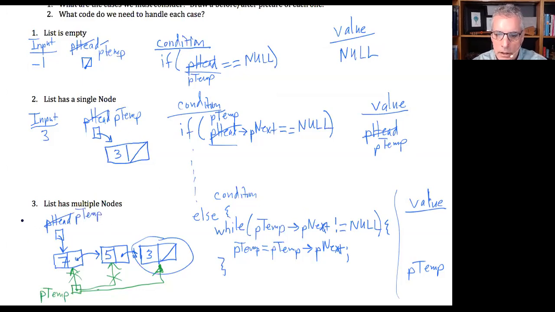And lastly, down here, what's our input for this case? So down here, our input would have been 3, 5, 7, because we're doing the code for prepend, and then -1 after that, right? So let's test these one at a time. So first of all, let's test this one where the list is empty, where we have the input of -1 up here at the top.